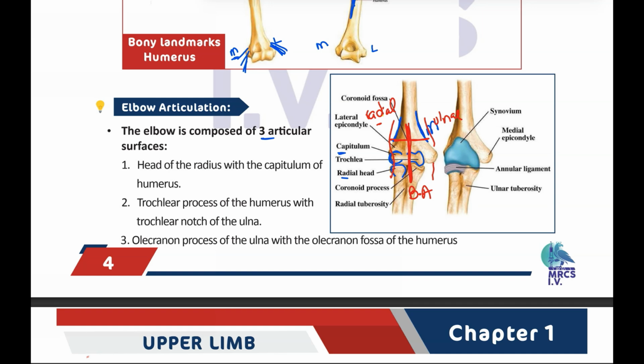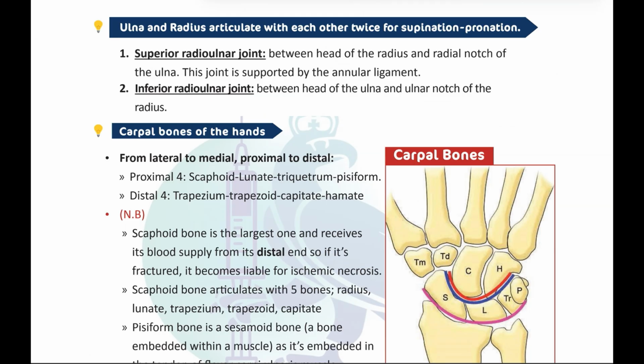So let's go through the text. So the head of the radius articulates with the capitulum. The trochlea of the humerus articulates with the trochlear notch of the ulna, and the olecranon articulates with the olecranon fossa of the humerus. Now, the ulna and radius articulate with each other, and that articulation results in the supination and pronation movement. So we have the superior radioulnar joint and the inferior radioulnar joint, and the movement at these two joints is supination and pronation. So the superior radioulnar joint is between the head of the radius and the radial notch on the ulna.